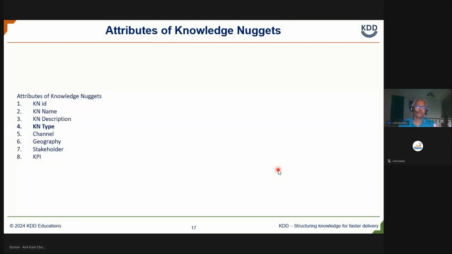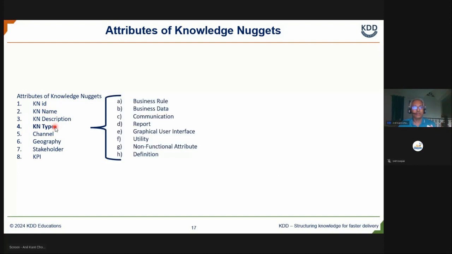Now, this knowledge nugget, this is the key part of the whole thing, right? So there are certain attributes of this knowledge nugget. It's not just one line, right? So it will have an ID, it has a name, description. Most important thing is the type. What kind of a knowledge nugget it is. It could be a business rule, it could be data, communication, it can lead to certain report. There could be so many varieties, right? Definition is very commonly used at a higher level, right?